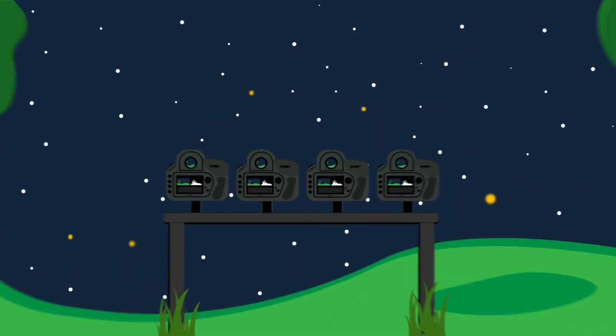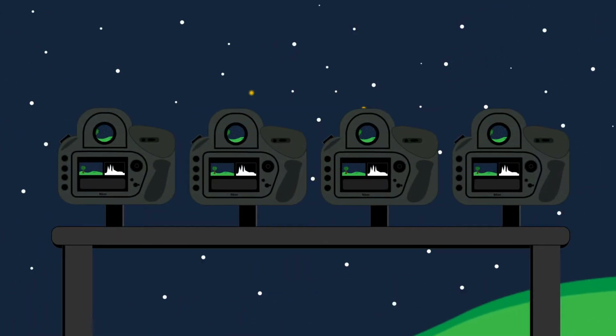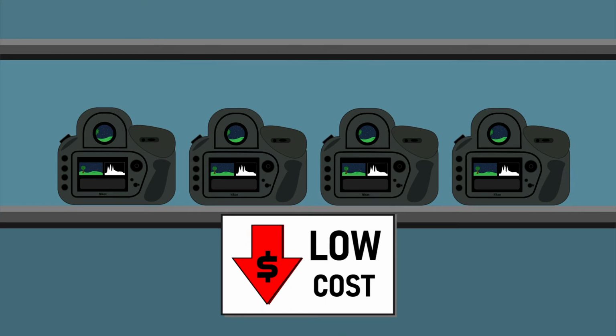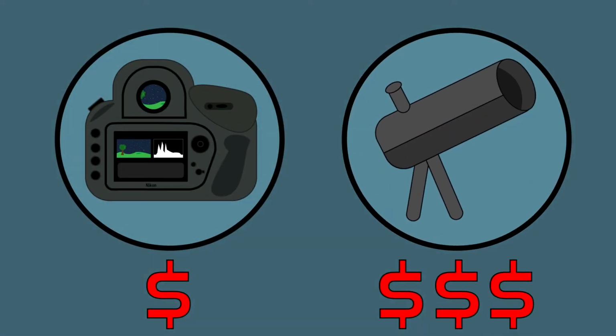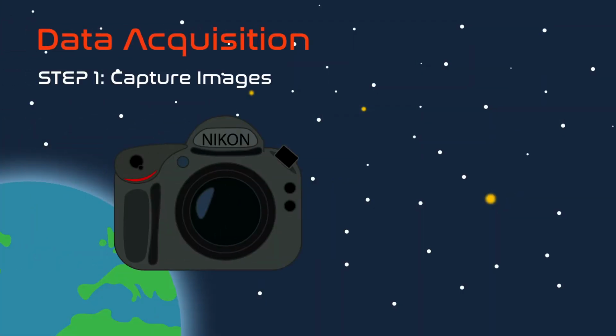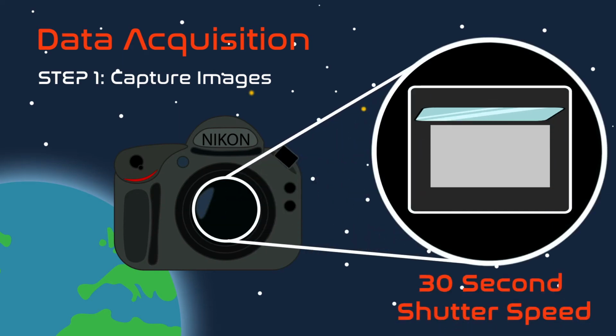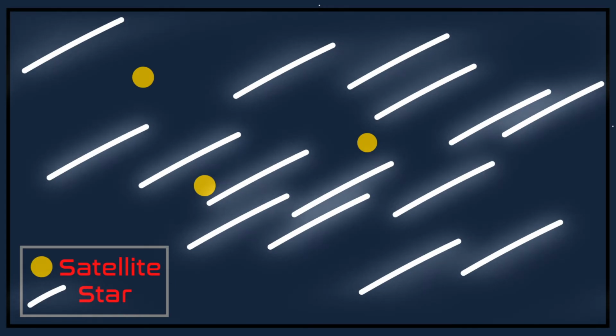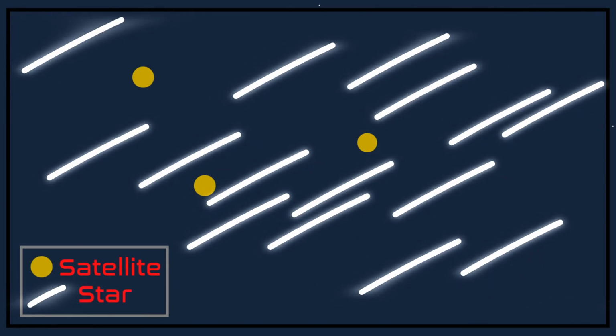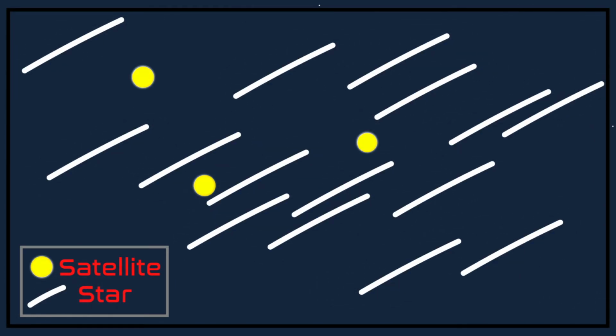Our system is a ground-based SSA sensor system that utilizes 4 DSLR cameras and a single board computer to reduce its cost compared to a telescope system. The first step in achieving SSA is to acquire photometric data in the form of 30-second exposure photos. This allows us to separate stars, which appear as streaks, from geostationary satellites, which appear as blobs.